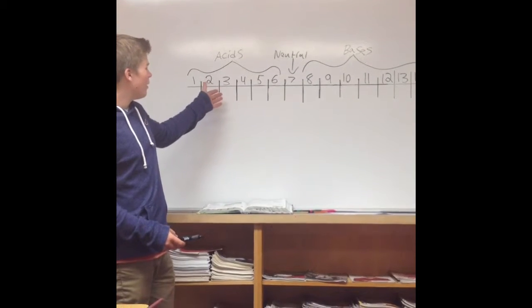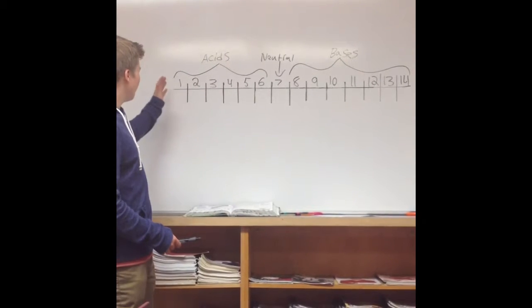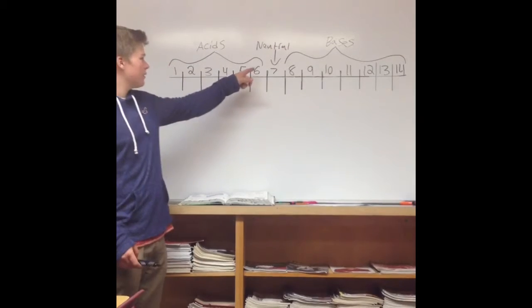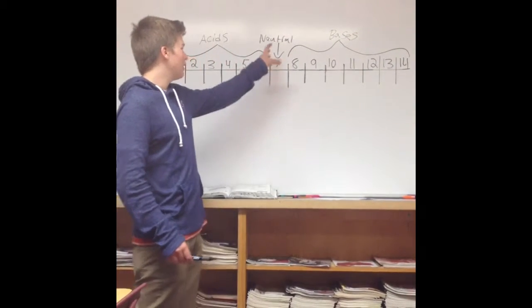Acids and bases are measured on the pH scale, which is a range of 1 to 14. Acids are from 1 to 6, and bases are from 8 to 14. And in the middle we have neutral.